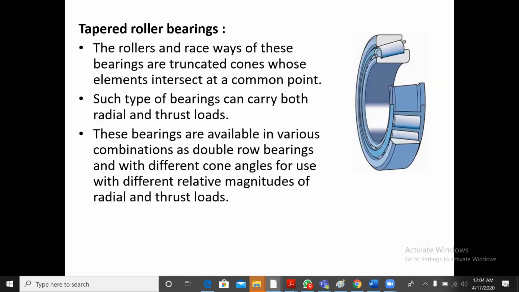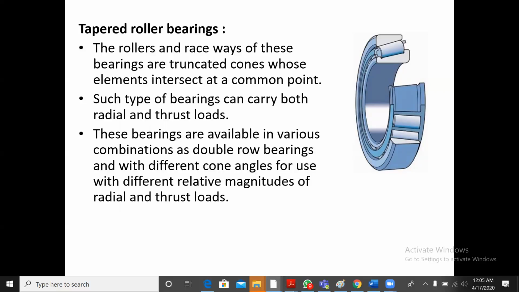The roller and the raceway of these bearings are truncated cones whose elements intersect at a common point. Such a bearing can carry both radial and thrust load. These bearings are available in various combinations as double row bearings and with different cone angles for use with different relative magnitudes of radial and thrust load. So this angle is very important in the case of a tapered roller bearing, and the surfaces of this tapered roller bearing are truncated cones.